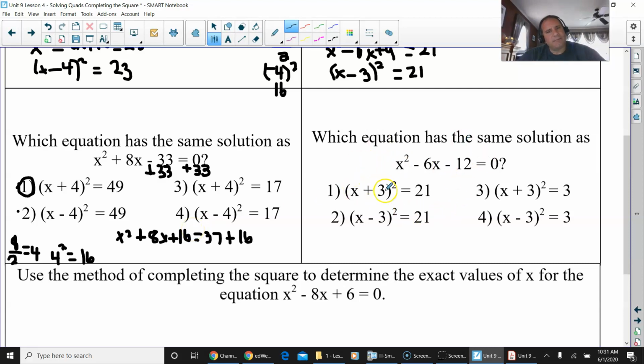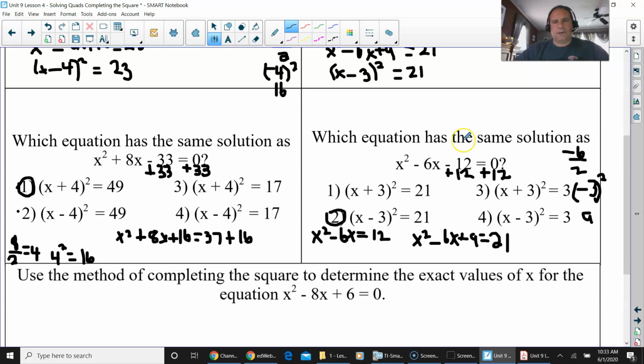Go ahead, do the same thing for this one. Press pause now. Okay, so we added 12 on both sides, just like we did on the other one right here. So we had x squared minus 6x equals 12. I took the -6 divided by 2 and then squared that. Answer is -3 squared is 9. Then I added 9 on both sides. I had x squared minus 6x plus 9 equals 21.